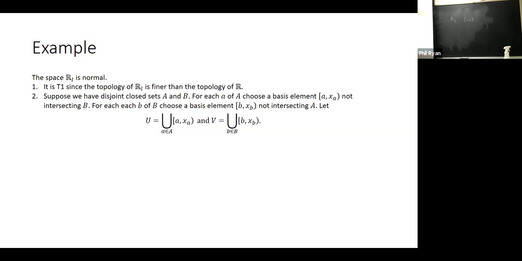And then, right, these are all open sets. We're allowed to take arbitrary unions of them. We take this U and V by construction. They cover A and B covers B. They're open because they're the union of open sets. And by construction, they're disjoint because none of these intervals intersects B and none of these intervals intersects A. So the space RL is normal.